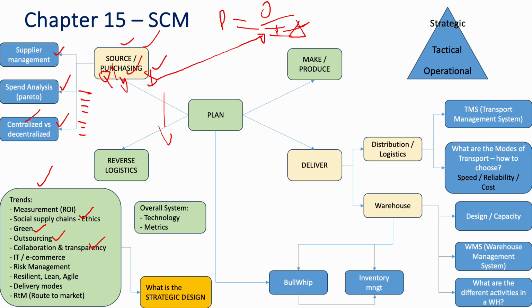Collaboration and transparency. Our definition of supply chain was everything from the supplier all through to the consumer. That collaboration is how do I link those chains to make sure that there's transparency all the way through. IT and e-commerce, one of the trends we spoke about is AI. How are we using these tools? Do we understand what the risks are and what the mitigating plans are? How do we make our supply chains more resilient, lean, and agile so that we can convert these inputs into those outputs? Okay? So these are all the different things to look into.